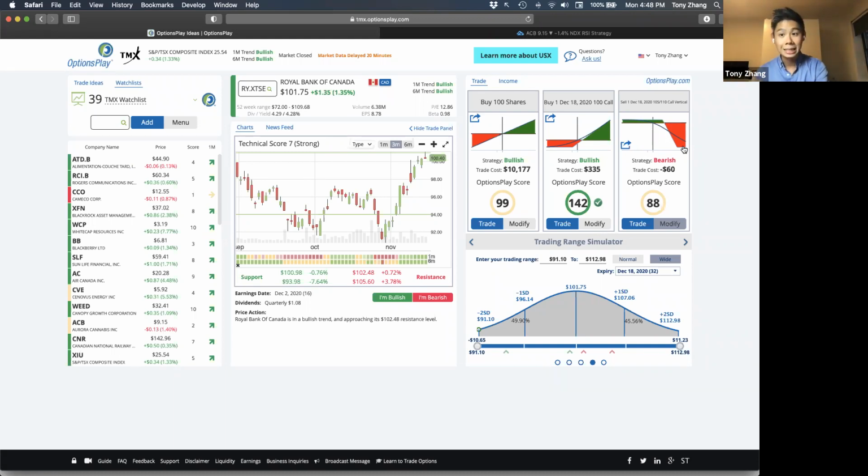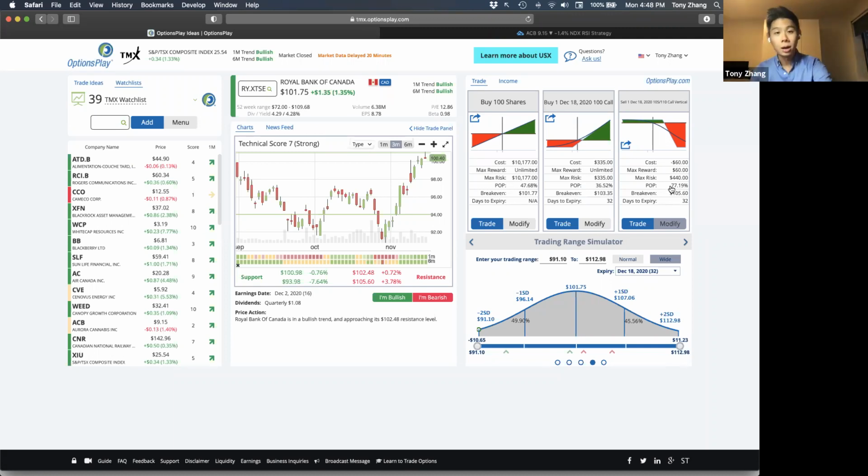3 out of 4 times $60, but you lost $440 the other times, what does your outcome come out to be? The options play score is doing that type of math for you so that you can see, in the long run, are you coming out ahead or are you coming out behind? That's what the options play score is actually doing in the background.